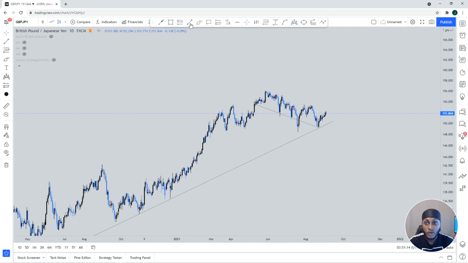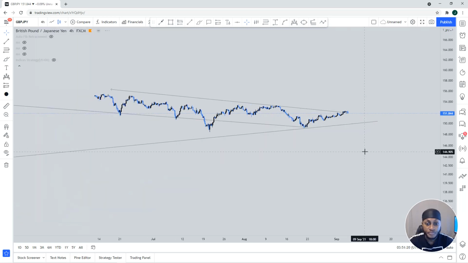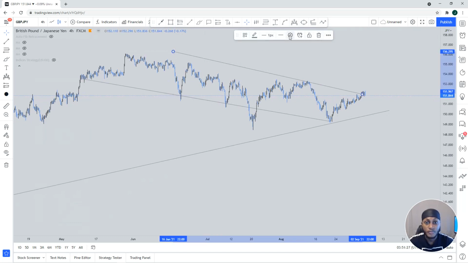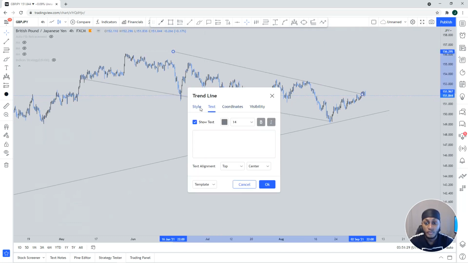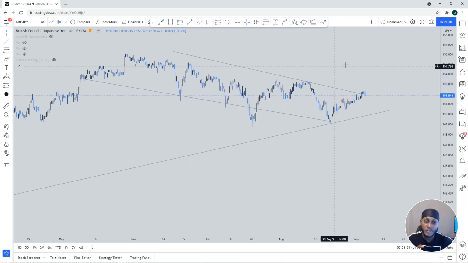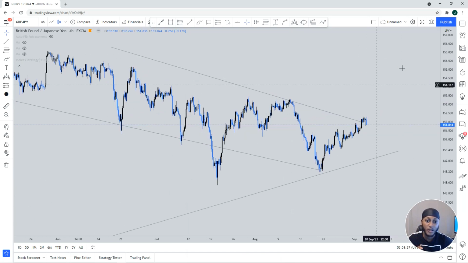So if you move back to your 4-hourly time frame now, I'm back to my 4-hour time frame. Let me just remove this. Now I'm back to my 4-hourly time frame here. What I'm seeing is a bearish market structure.